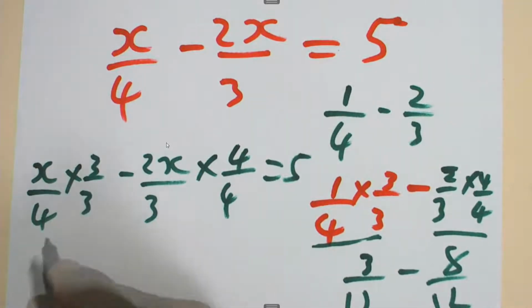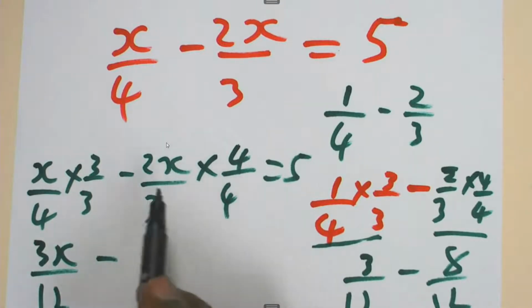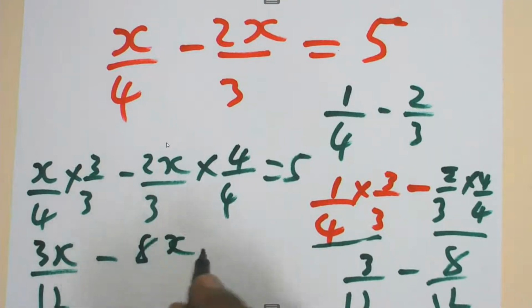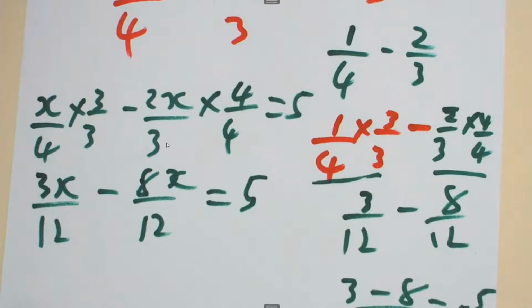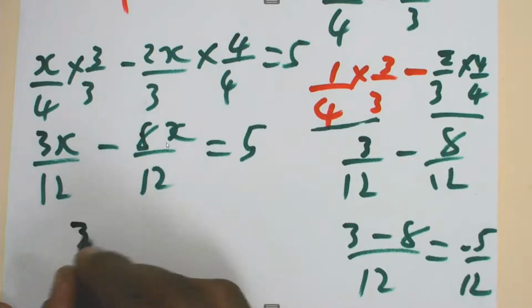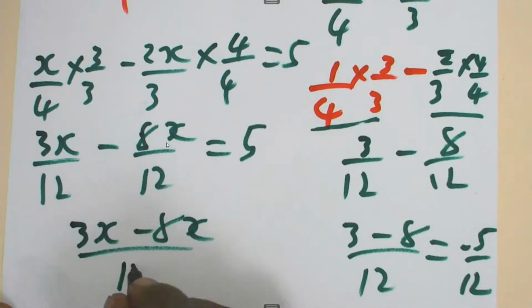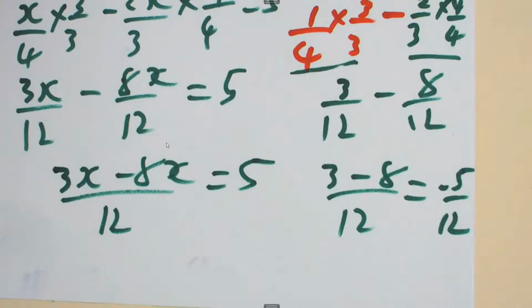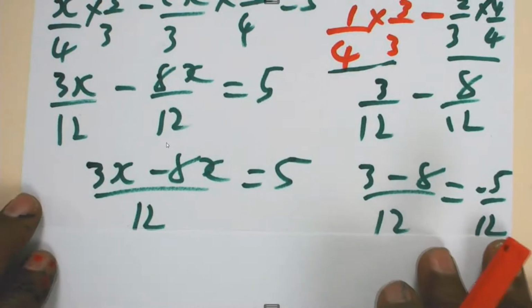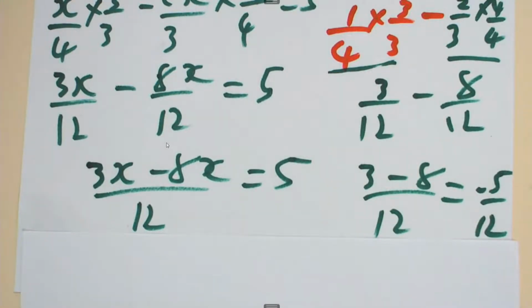Right? 3 multiplied by x, 3x over 12, minus 8x over 12 equals 5. There is our base, common. The foundation is common. Therefore, we say 3x minus 8x over 12 equals 5. Because they've got a common base, you would say minus 5x over 12 equals 5.